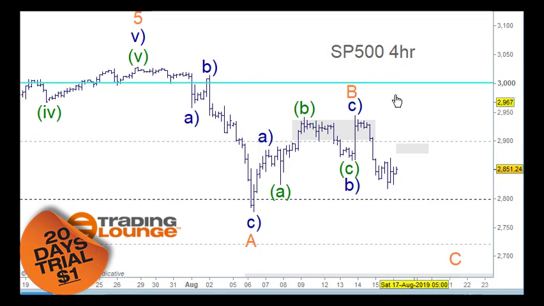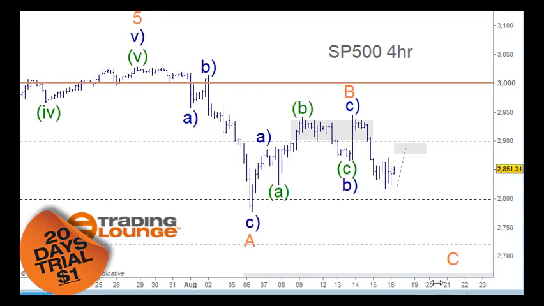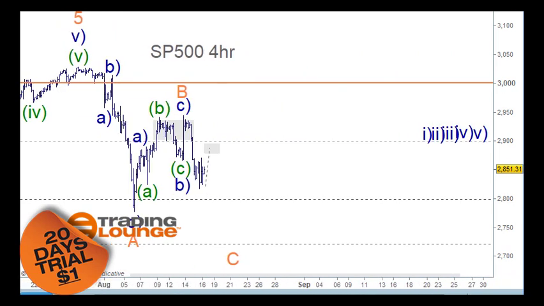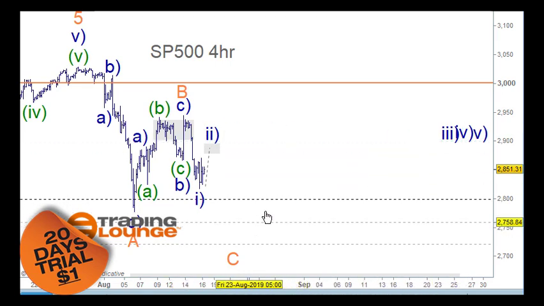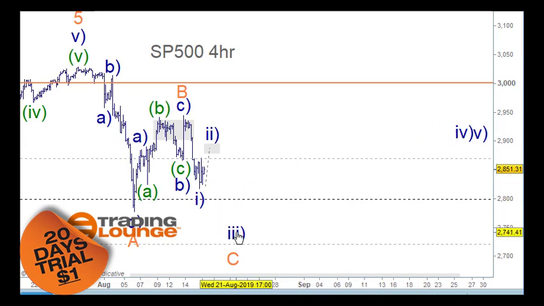And this particular pattern that we're looking at here is obviously corrective, but I can see two different ways of counting it. One of them is like this here, and in this case we would be looking for a move back here. We'll just have a look at two different ways that this can play out, and then we will look at strategies for those.